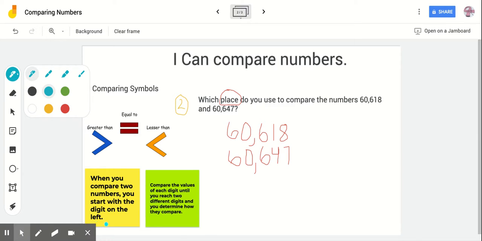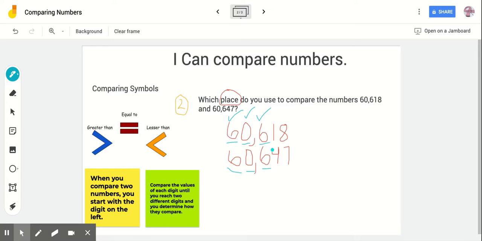I'm going to start with the digits on the left. I see I have a 6 in the 10,000s place, and I have also a six digit here in the 10,000s place. So they are both the same, and I like to give it a check. Then in the thousands place, I have 0, so I have no thousands. I'm just going to give that a check because they are both the same. Moving on to the next place value, which is the hundreds place, I have 6 and then 6 again. I'll give that a check because the value is both 600.